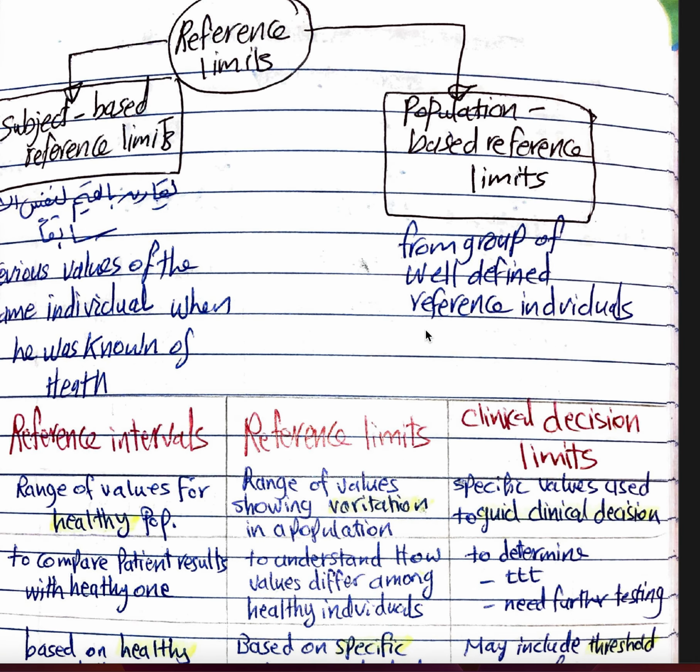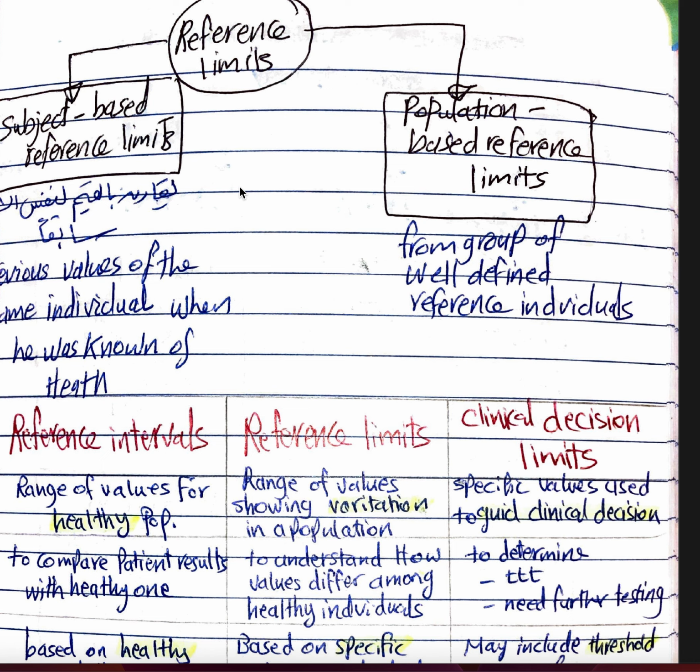Now we talk about the reference limits. The reference limits are subdivided into two types: subject-based reference limits and population-based reference limits. When I say subject-based reference limits, it's all about these subjects. We have the healthy lab results of a subject, and today if he's a patient, there is another lab test for him, and then I just compare it with his healthy lab results. That's exactly what I mean by subject-based reference levels.